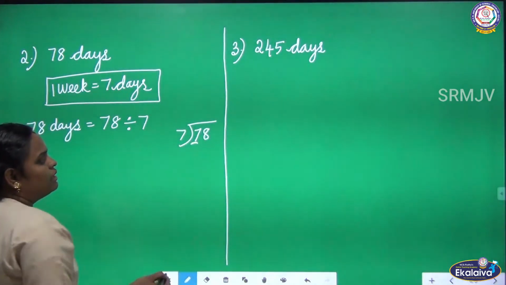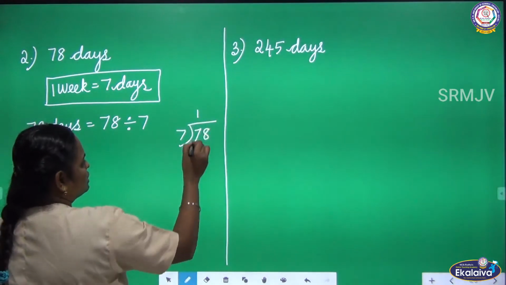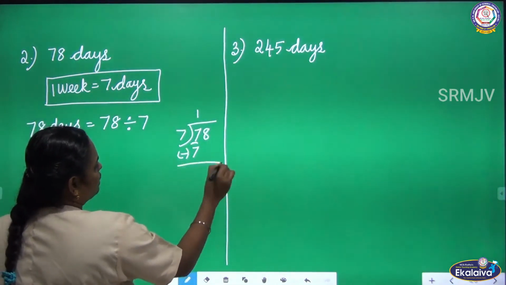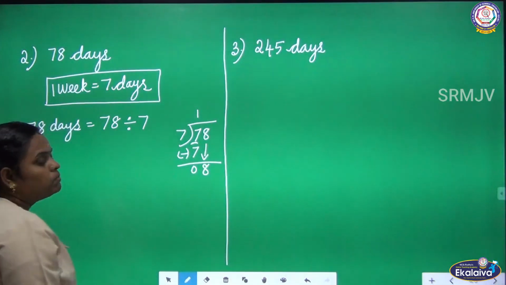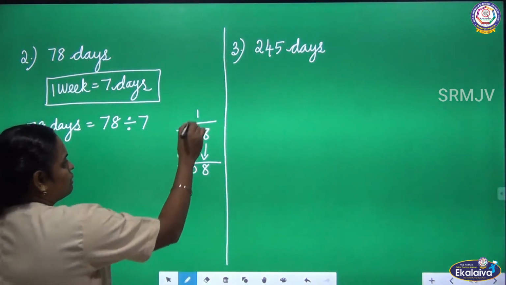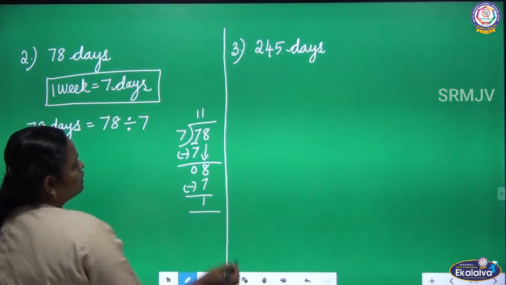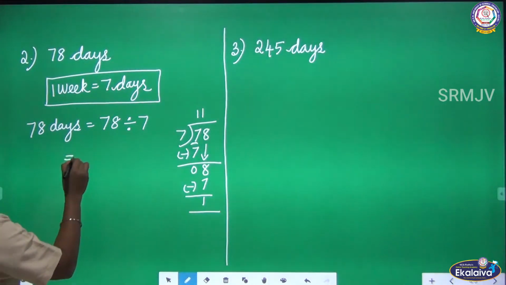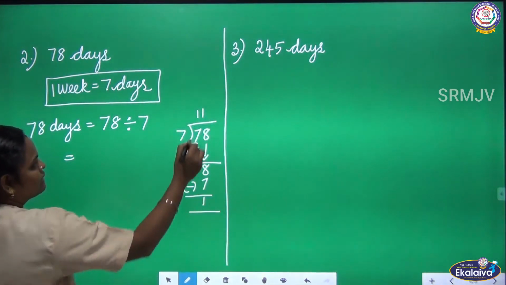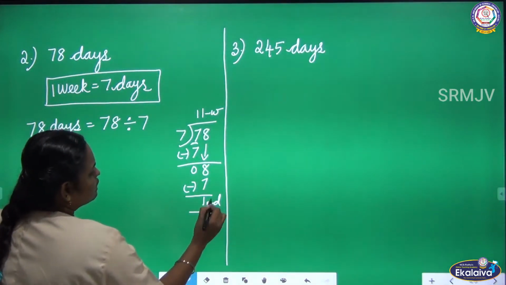See, the divisor is equal to the first digit. So we'll take 7 ones are 7. If you subtract, 7 minus 7 is 0. Next we'll carry 8. So how many times again? 7 ones are 7. So 8 minus 7 is 1. So how many weeks, how many days, children? 11 weeks. This is the week, and the remainder is the days.